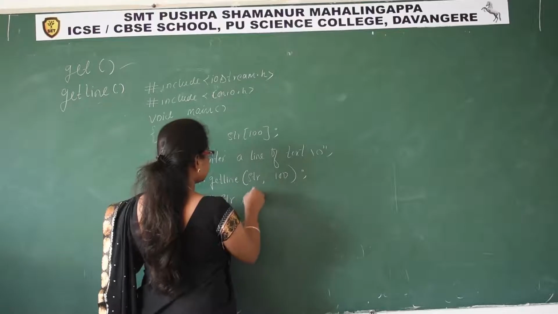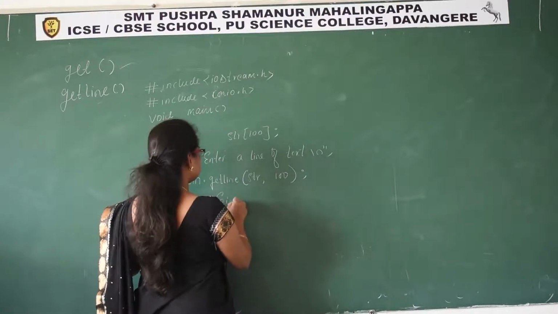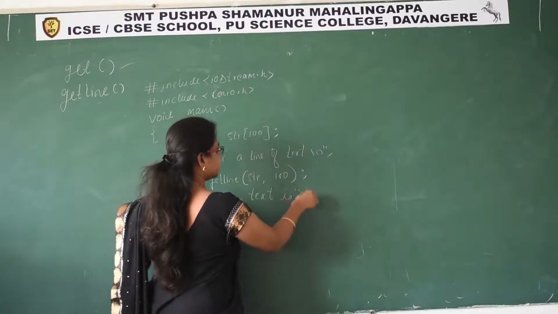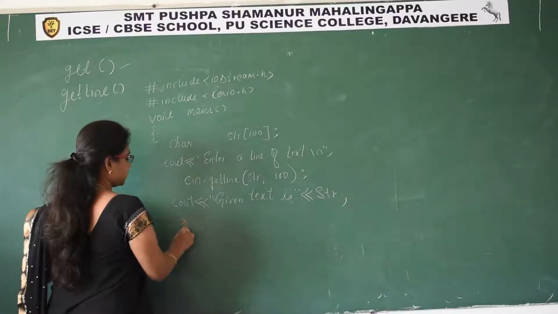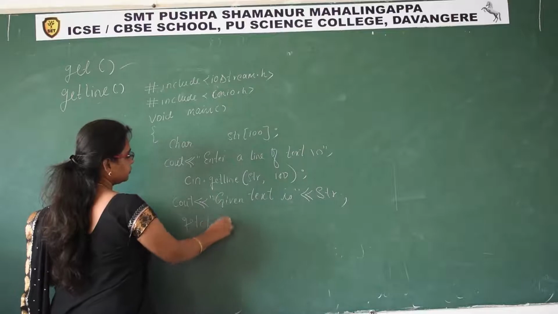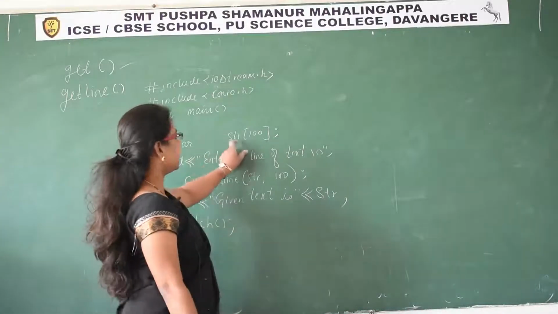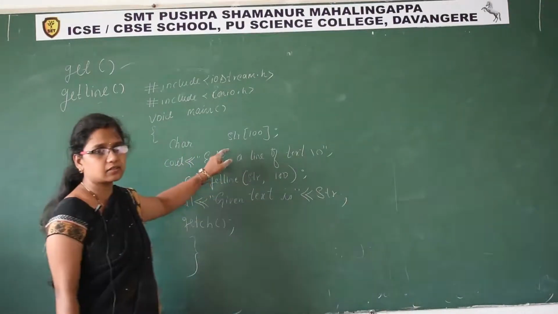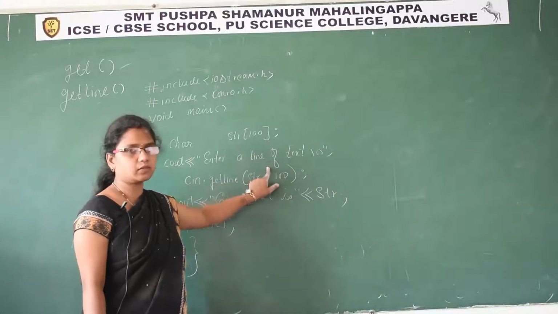str is, or the given text is str; it's stored in str. Then getch, close. How does it work? We have taken a string whose size is 100, so I can store a maximum of 99 characters. So "enter a line of text" will be displayed on the screen.